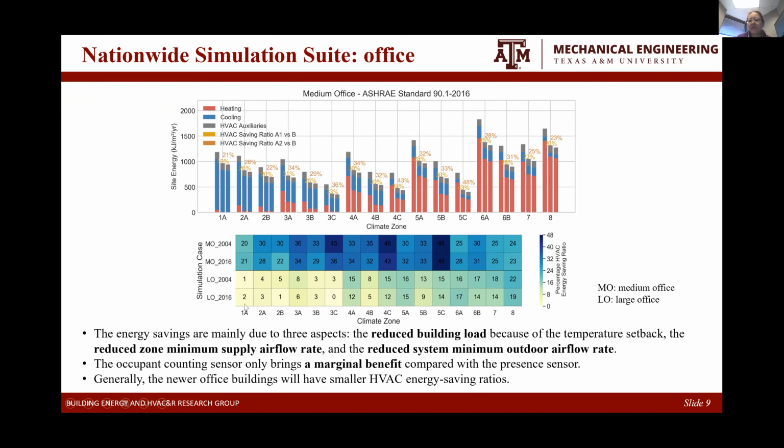Another observation from here is that if you look at the large office building, the savings number is relatively small. This is because in the large office building, there's a data center. For the data center, we were not applying any temperature setback or ventilation setback, because that room is not for the office. That room is mainly for the equipment, and we have to maintain a certain temperature all the time.